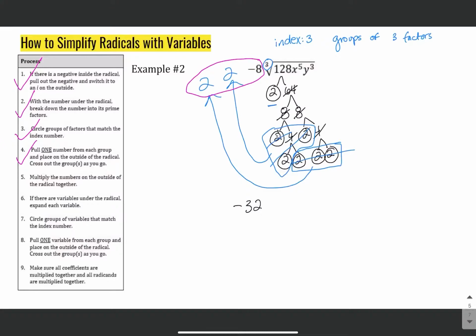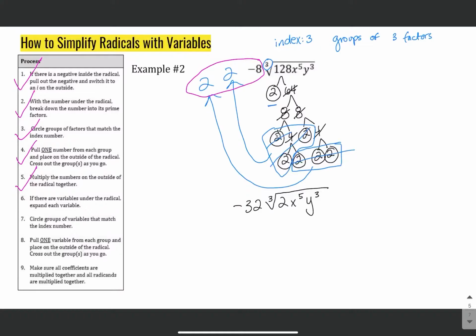And I still have underneath my radical, so I've got 3, and my little index there, and then my radical, I've got a 2 left over. And then I still have these variables, x to the 5th, y to the 3rd. All right, so I got step number 5 done. Notice step number 6. If there are variables under the radical, we need to expand them.